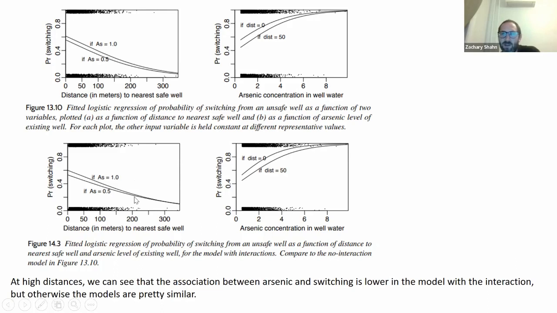The most obvious way in which it did alter it is that the impact of arsenic kind of disappears at somewhat lower distances in the model that has an interaction than in the model that doesn't. When you have an interaction, the arsenic level stops being associated with probability of switching at distances a little over 200, whereas if you have a model without interactions, arsenic is still impacting probability of switching at these distances. But overall, it's not really impacting the model too much.